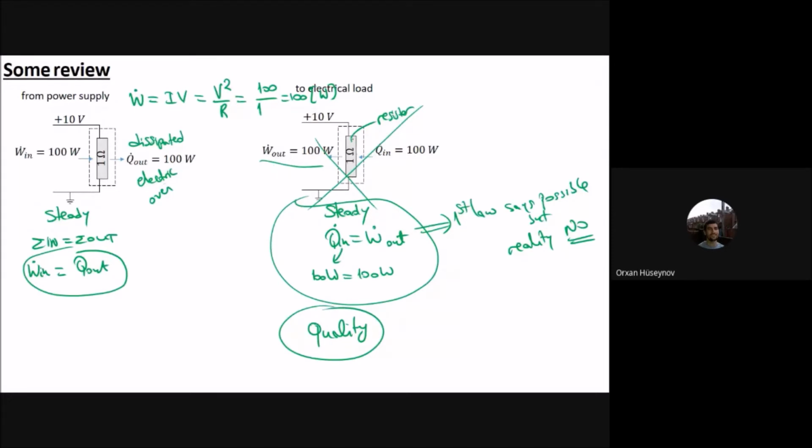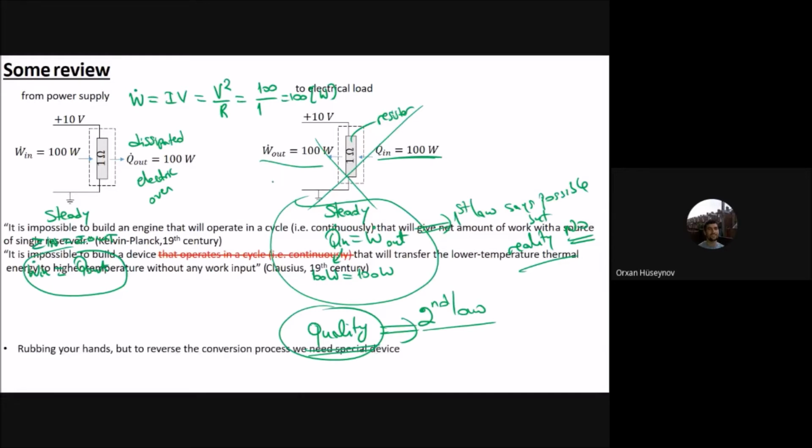But in the opposite case, from the first law point of view, it is possible. But in reality, it is not possible because, as I said, you can put different mechanisms here. You cannot get this 100 watts back in reality. Therefore, the quality comes into the picture, and this quality will be in terms of the second law. You will see that the second law puts a limit on the processes.